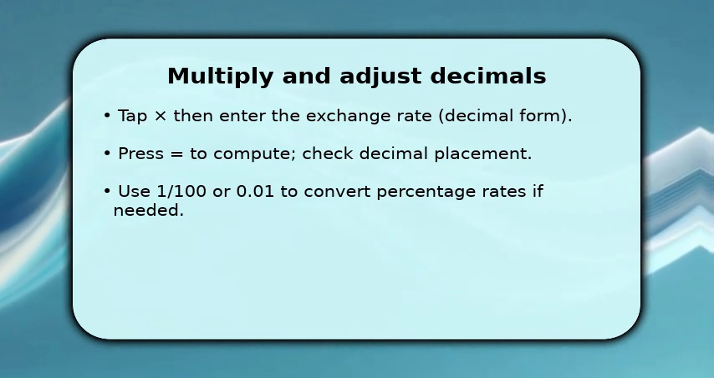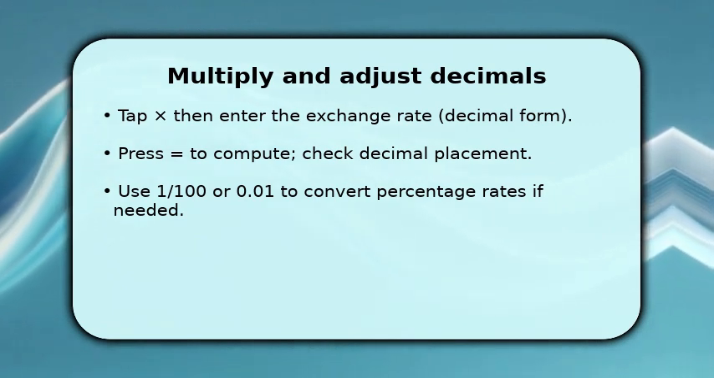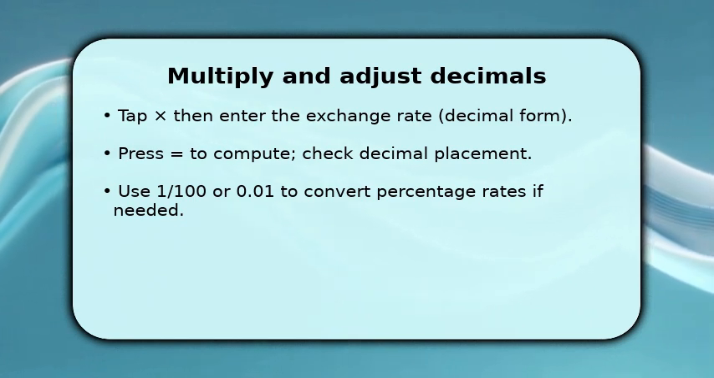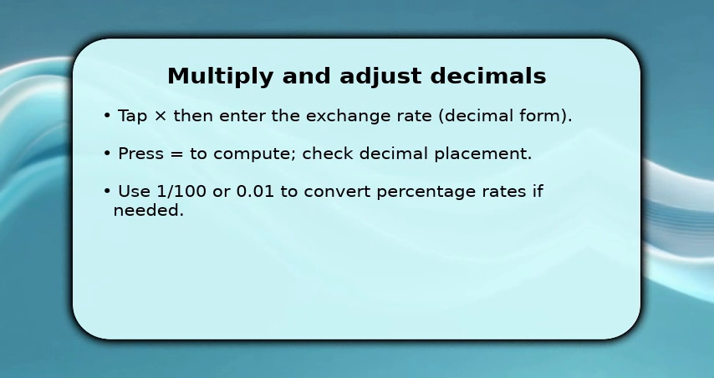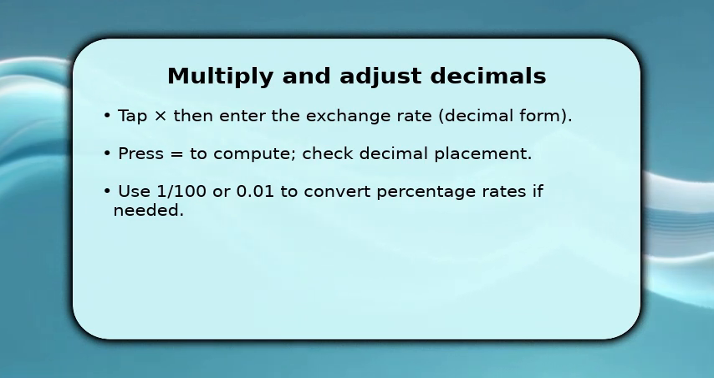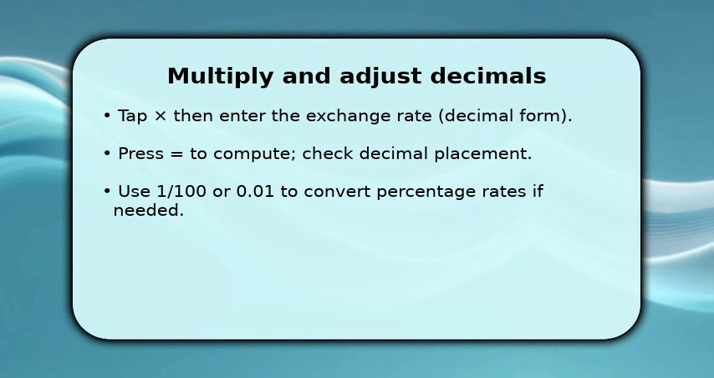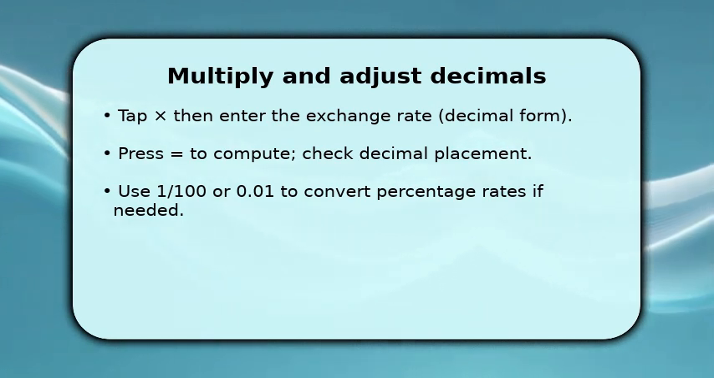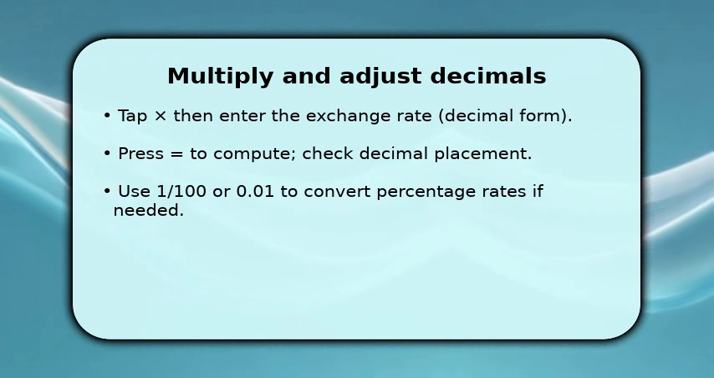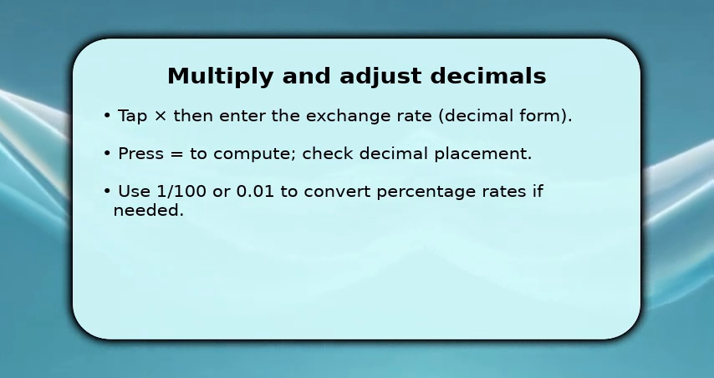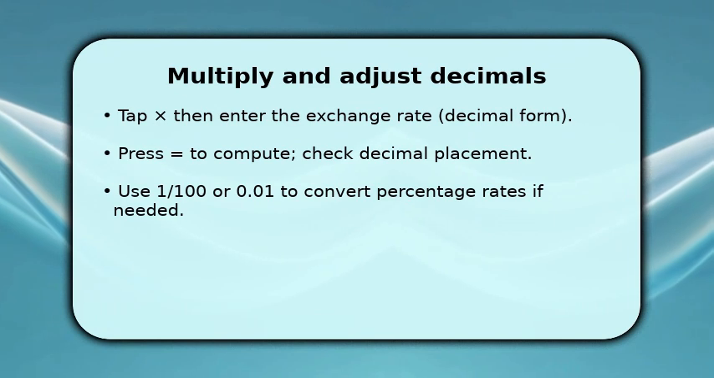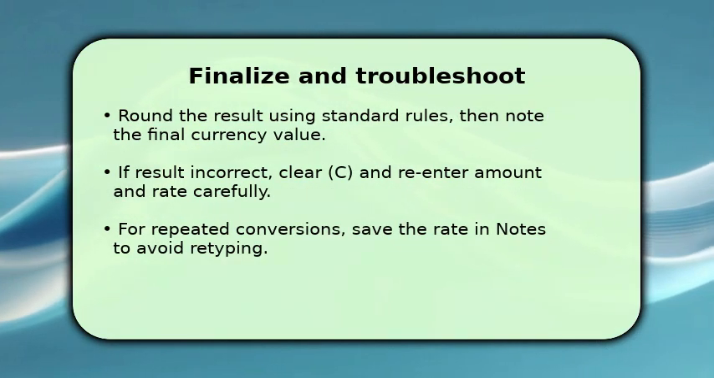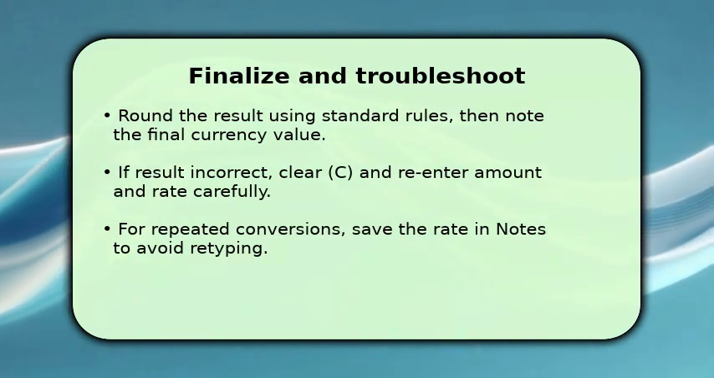If the rate was given as a percent, convert it first by multiplying by 0.01 so the math stays correct. Make sure to verify decimal placement, move the decimal if the rate had trailing zeros or implied scaling. Once you see the result, note that the built-in calculator uses standard floating arithmetic, so very large values may need manual rounding. You finalize by rounding the displayed number to the desired precision and reading it as the converted currency.